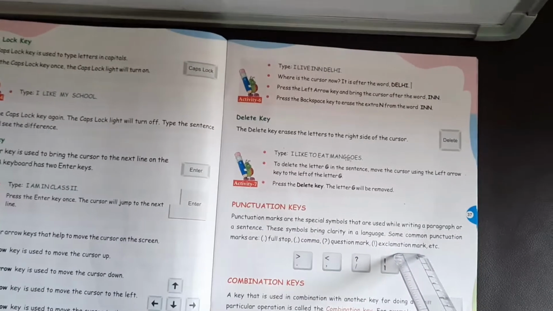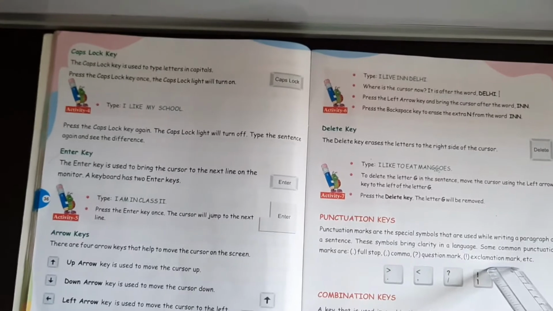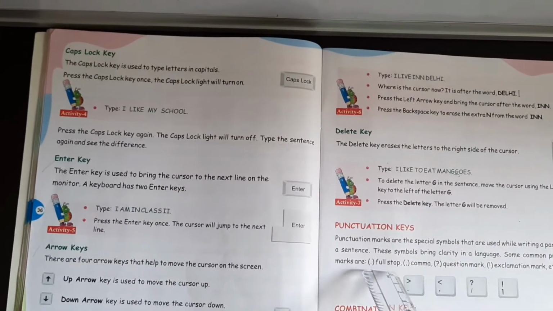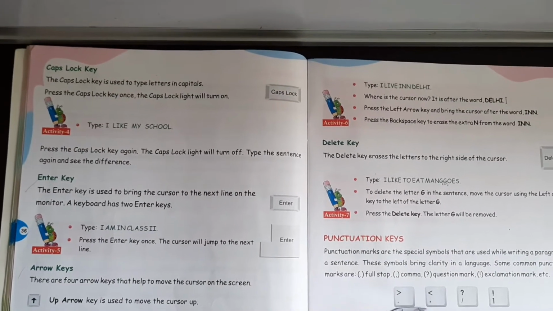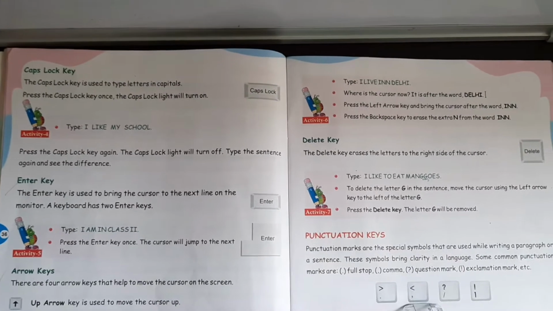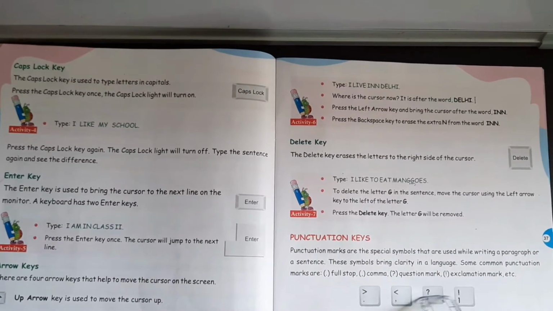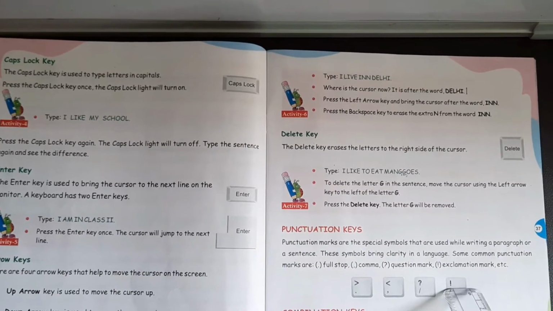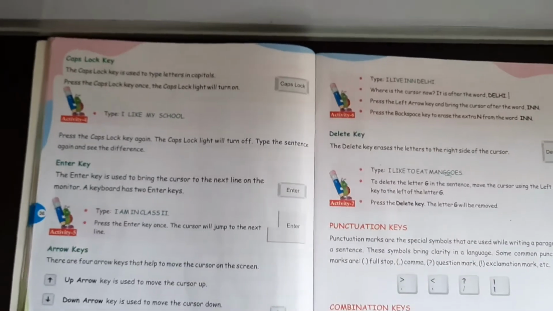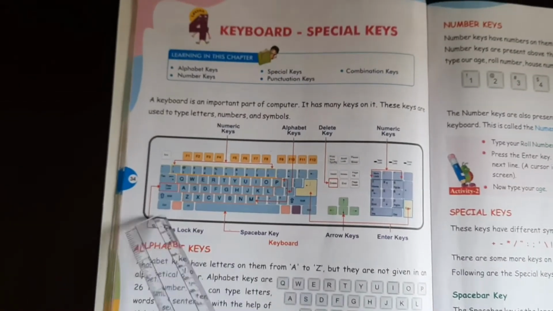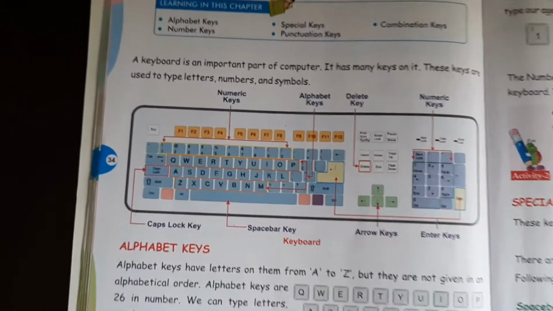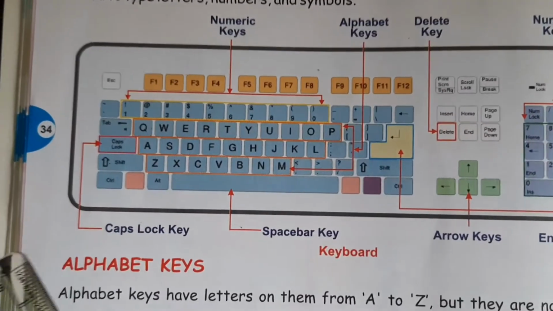Now where do we see these punctuation keys on our keyboard? Let's find out. See, you have these keys. It's a full stop. Can you see here below? There is a full stop, a comma, a question mark, and an exclamation mark. So where do you find these keys on a keyboard? Let's turn the page back to page number 34, where we have our keyboard, right? Let's find out where we have the punctuation marks on the keyboard.